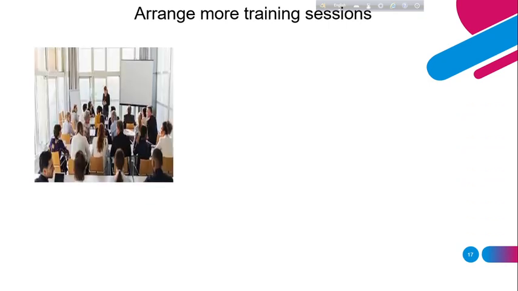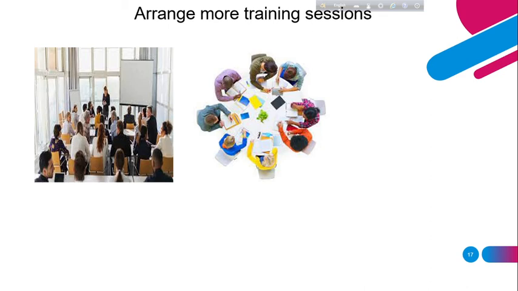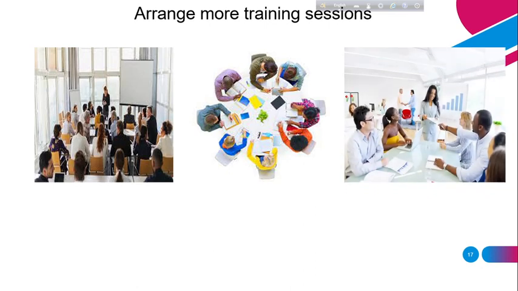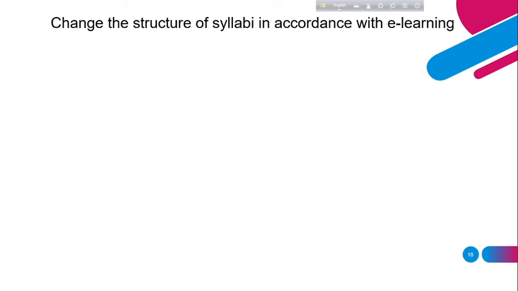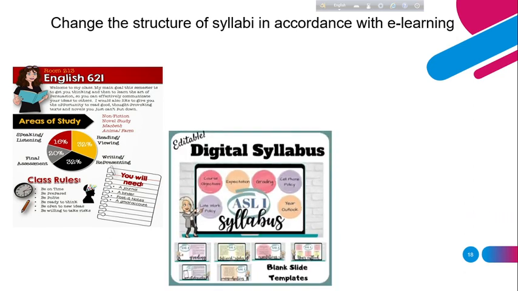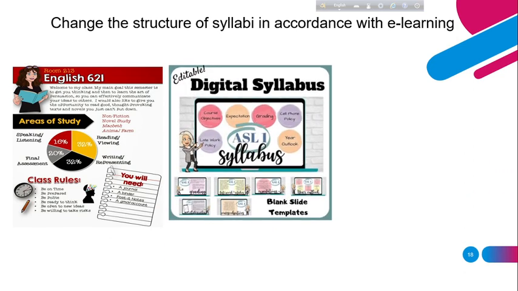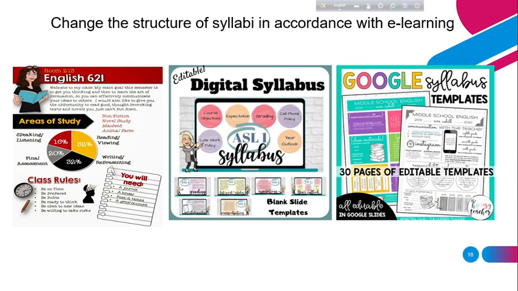Arrange more training sessions. As most of the teachers and students are not aware of using technologies, there should be more and more arrangement of training sessions for them. If teachers learn something from the training, they can share with their colleagues and other students. Last of all, we should change the structure of syllabi in accordance with e-learning. Actually, our traditional syllabus doesn't suit the present blended learning syllabus. So, our syllabus should be short and designed in this way.